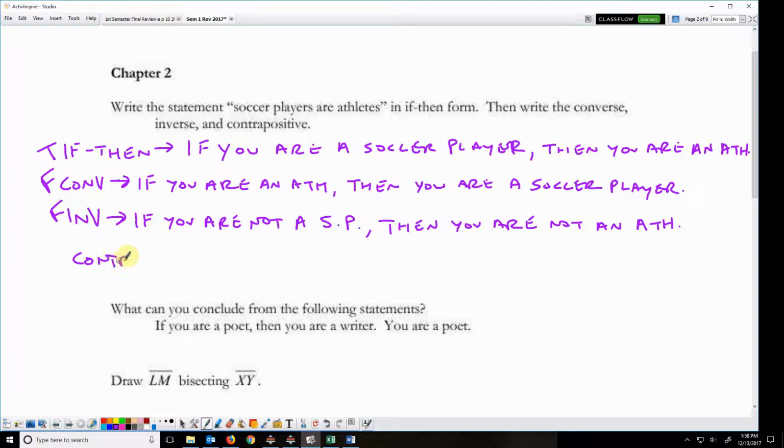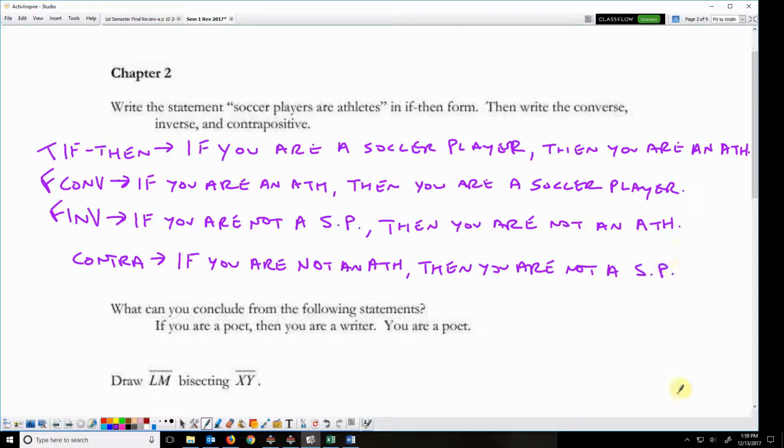And the contrapositive. We go back to the original, we switch them and negate them. So it's like putting the converse and inverse together. So if you are not an athlete, then you are not a soccer player. I would have to say that is true. If you're not an athlete, you're not going to be able to be a soccer player because that is an athletic sport.